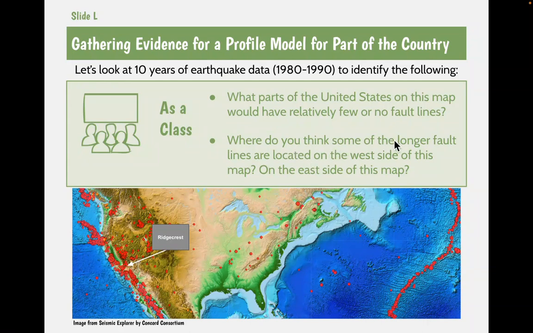Where do we think some of the longer fault lines are? Well, there's going to be some right over here on the right-hand page of this picture, and then quite a few over on the left-hand side here. So kind of going through California, and maybe some through the Rocky Mountains here. It's just kind of hard to tell if there's a line or if it's just a collection of scattered earthquakes.